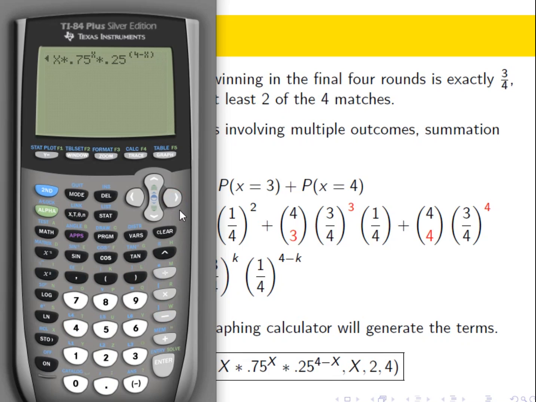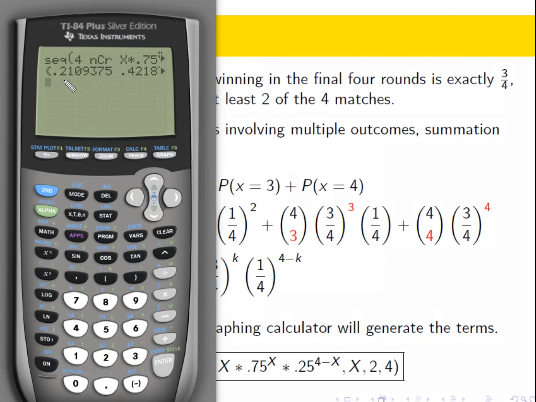And let me get down out of the exponent there. And the comma is above the 7 key. So now I tell it, hey, x was my variable. I tell it I want you to start at k equals 2, comma, I want you to go up to k equals 4, close parentheses. And then when I hit enter, it will show these terms of the sequence.